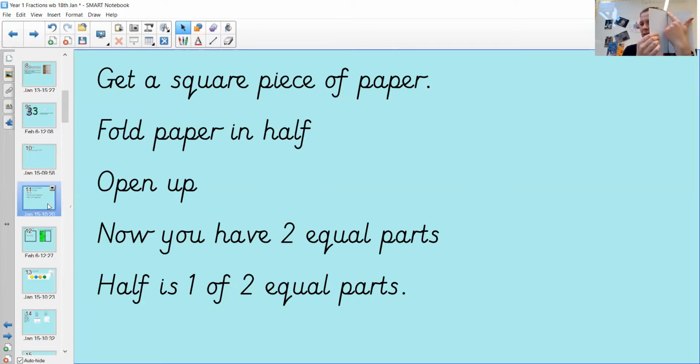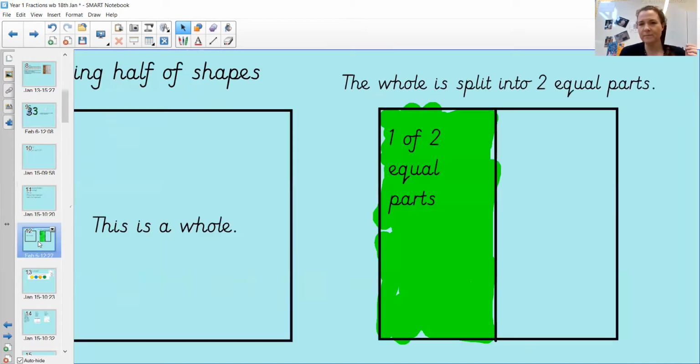And I've just drawn a line down the middle of my square so you can really see that I've got 2 equal parts. You can do that if you like. You don't have to, but it makes it really obvious that you've got 2 equal parts. Or we could also say that we have half, because half means 1 of 2 equal parts. So half is 1 of 2 equal parts. And I'm going to show you what I mean.